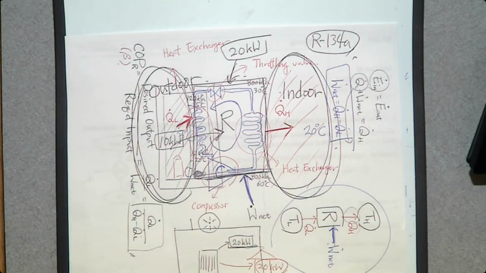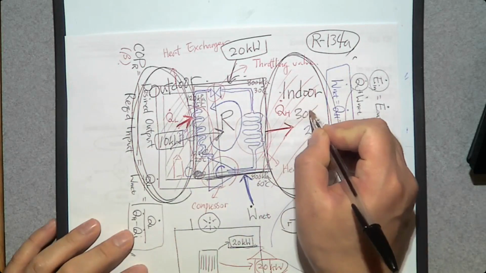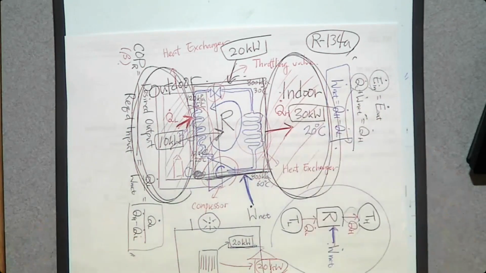Then how much heat can we deliver to the house? 10? What happened to this one? Can you destroy this one? No. The amount of heat going into the house is going to be 10 plus 20, 30 kilowatt. So you only consume 20 kilowatt of electricity, but the rate of heat transfer to the house is going to be 30. Now, if you compare this refrigerator and a conventional heater, which one is more efficient?